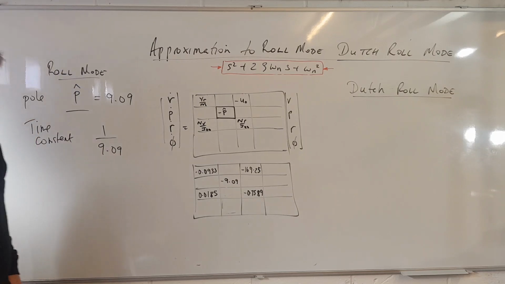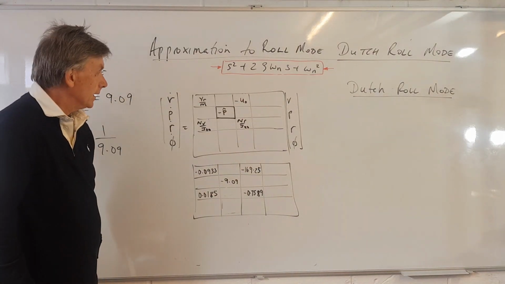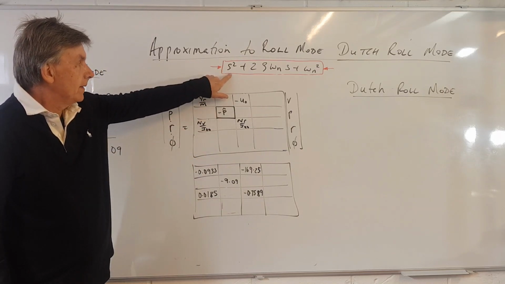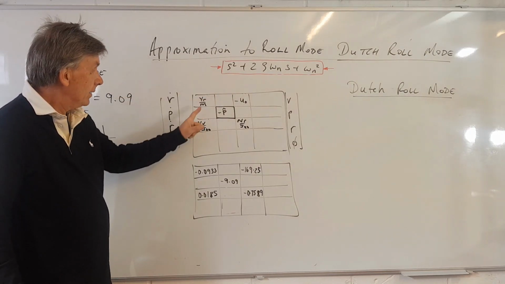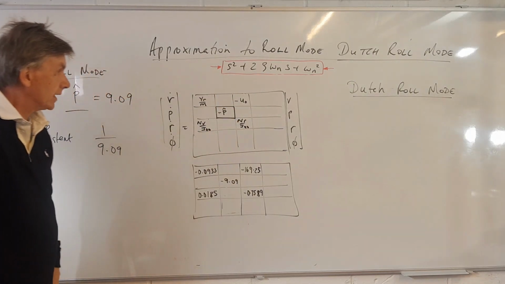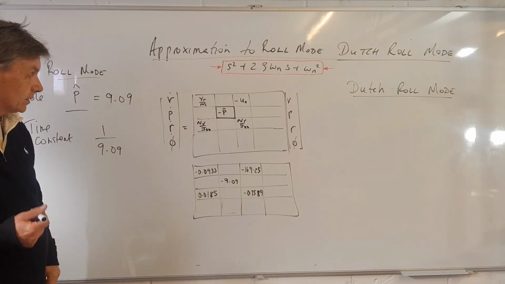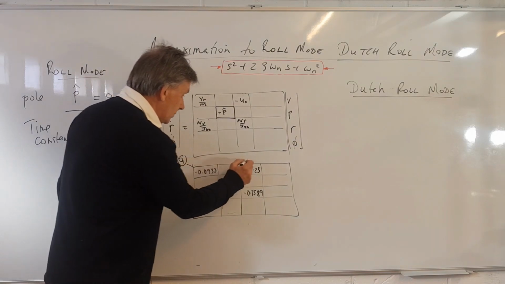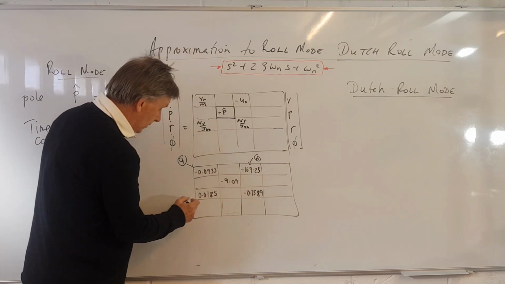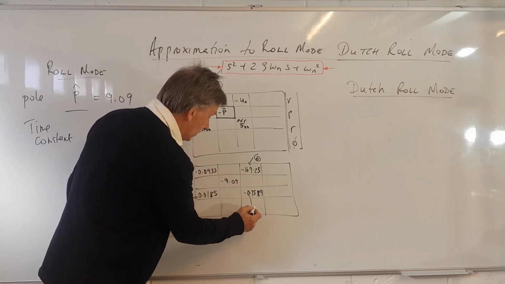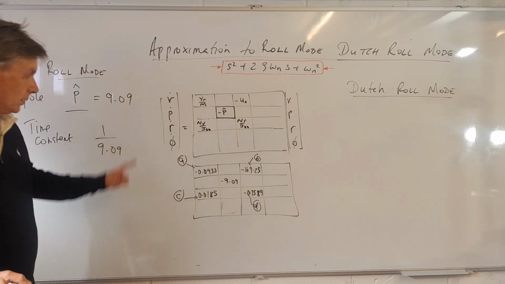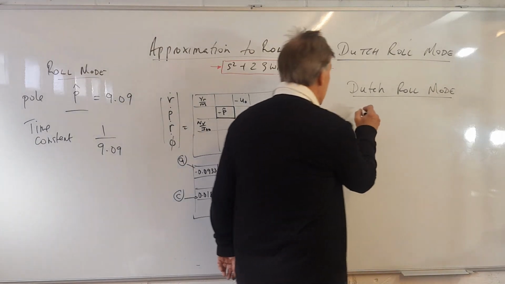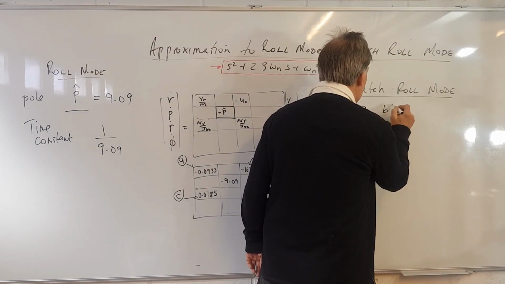So, the next one to move on to is the Dutch roll mode. The Dutch roll mode is a second order mode, so it's going to be modelled by this type of equation here. And we're going to use those 4 parameters to extract the Dutch roll mode. This is quite similar to what we did in the previous example. We could call those parameters A, B, C, D. We can extract from the 4x4 a simpler matrix A, B, C and D.